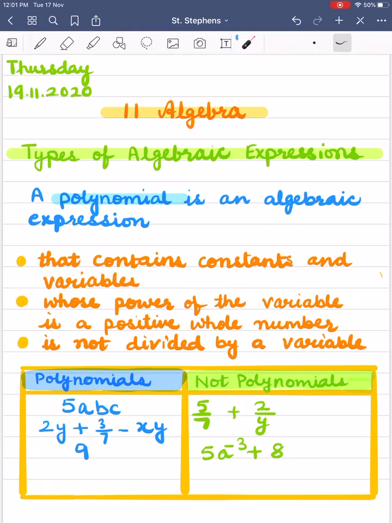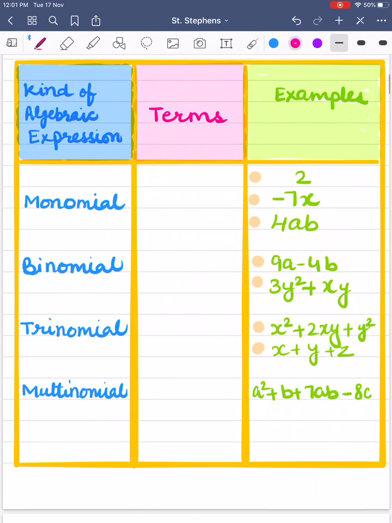Children, polynomials are categorized on the basis of the number of terms contained in them. A polynomial which contains only one term is called monomial. Here 2, −7x, 4ab are monomials as each algebraic expression consists of only one term.